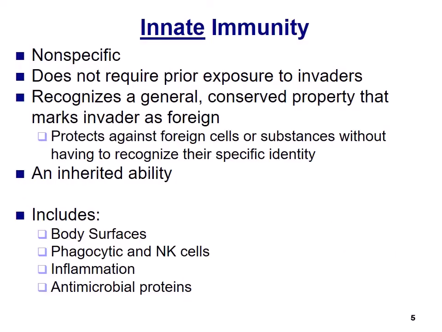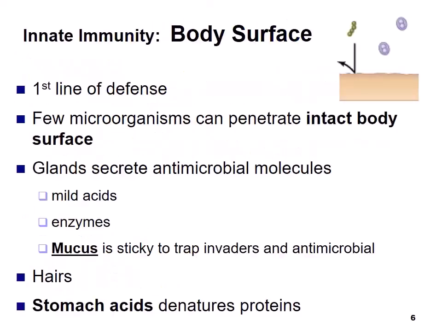So again, innate immunity is not specific. It doesn't require prior exposure for the innate immunity to work. It recognizes kind of a general conserved property that says this is not supposed to be in your body. This is something that is not me. This is something foreign. And it helps to protect against foreign cells or substances without having to tell specifically what they are. Innate immunity is inherited to some degree, and this includes your body surfaces, your phagocytic cells, and your natural killer cells, inflammation, and antimicrobial proteins. And we're going to knock through each of these coming up.